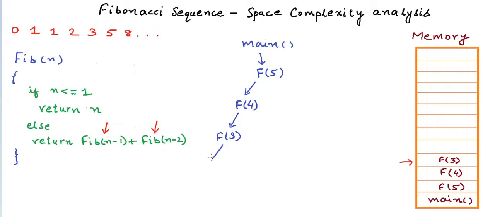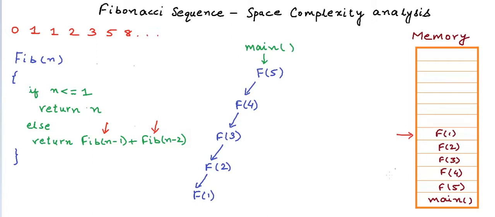f3 again makes a call to f2. Now I'll do one thing here, I'll change the color of main method. So the rest of the structure in blue is what we can call the recursion tree corresponding to the call fib of 5. So now f2 makes a call to f1, and now f1 is executing.